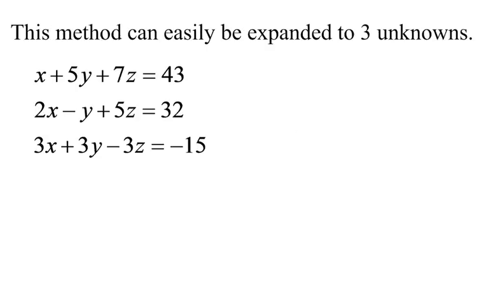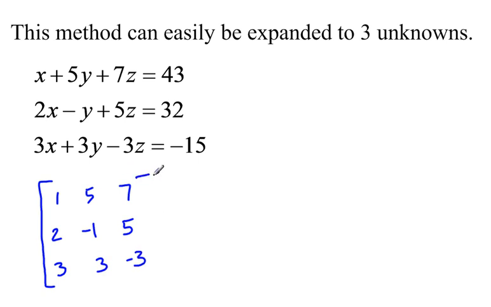Now we're going to jump this up to a 3 by 3. Now here's the thing. Nothing really changes. The only difference is all my coefficients aren't in a 2 by 2. They're in a 3 by 3. The number in front of x here is a 1, so I have 1, 5, 7. On the second row I have 2. This negative goes along, so it's -1, 5. And here I have 3, 3, and -3.